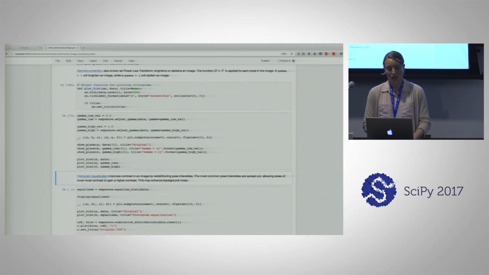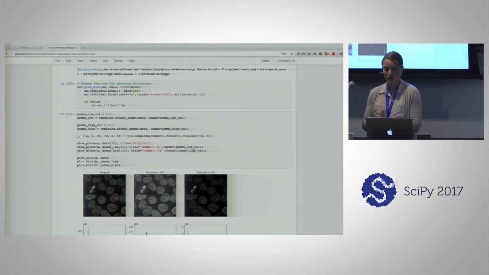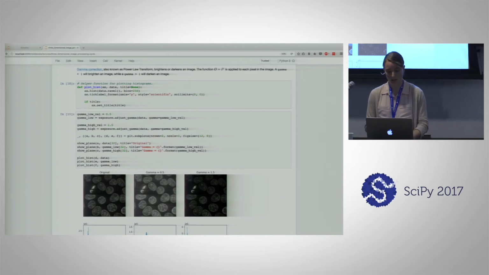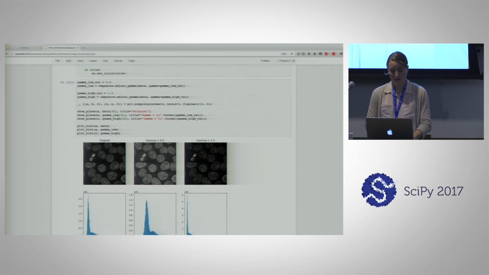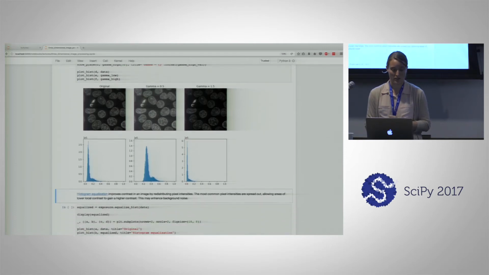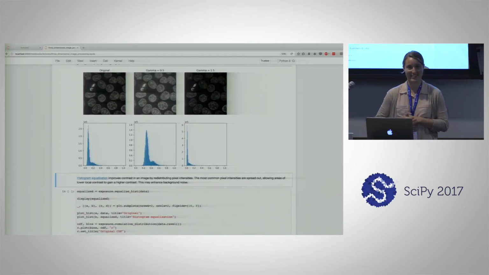One such function for enhancing contrast is gamma correction. It's also known as the power law transform, and you can use it to brighten or to darken an image. A gamma less than 1 will brighten the image, and a gamma greater than 1 will darken it. We see that we've applied adjust gamma to the entire volume, while I've only displayed slices here in this visualization due to rather limited screen real estate with the large image.